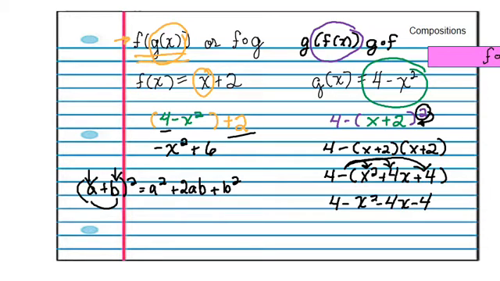Combine your like terms. So it's going to begin with a negative x squared minus the 4x. Whoops, look, the 4's cancel out. And then you can go evaluate as needed.